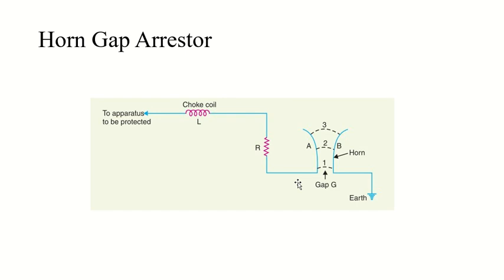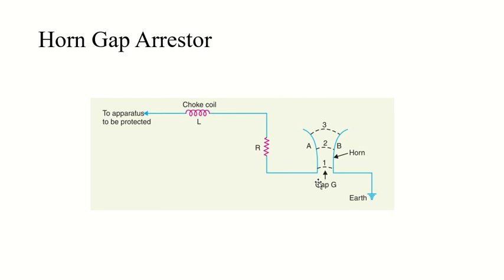Now let's see the horn gap arrestor. And you might ask, why is it called a horn gap arrestor? So see, this gap, these horns around the gap. Because of this horn-like model, it's called a horn gap arrestor.